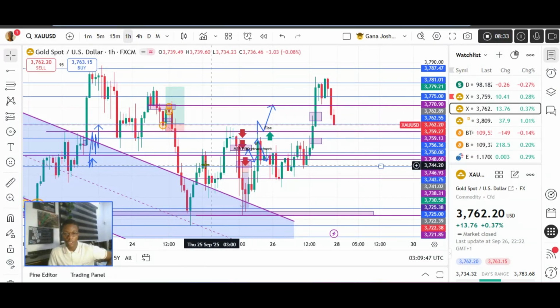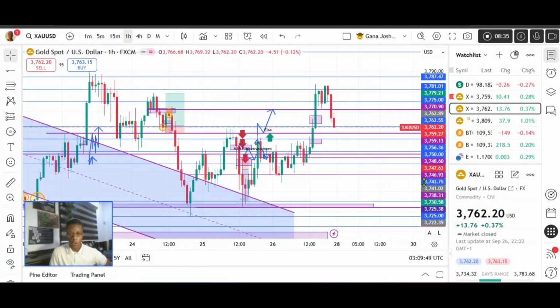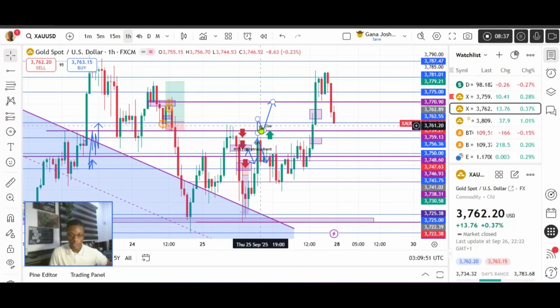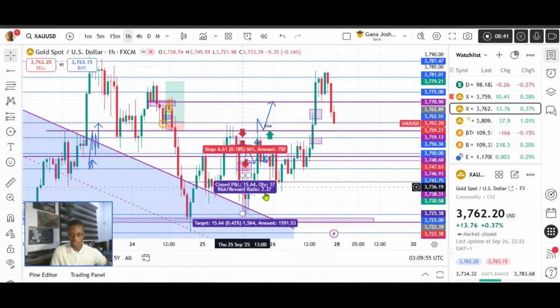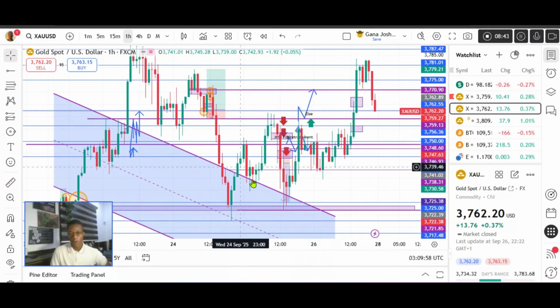So another thing, as you can see, from where price was, this was a major resistance zone where sellers were in control.